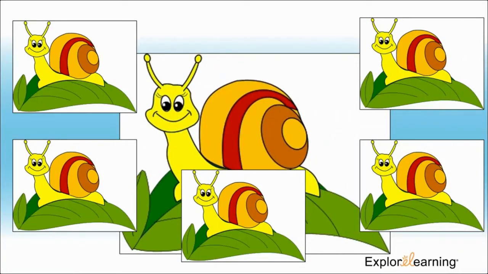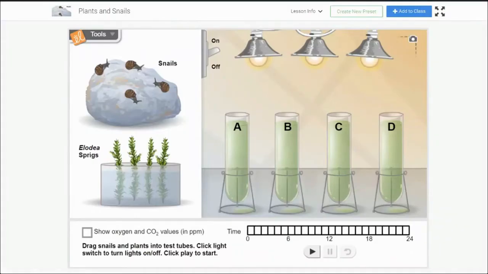We now have an abundance of snails in our lab and need to keep them alive so that we'll have enough for our investigation. How do you think we can do that? Let's see what happens to our snails when we change the variables in our gizmo.